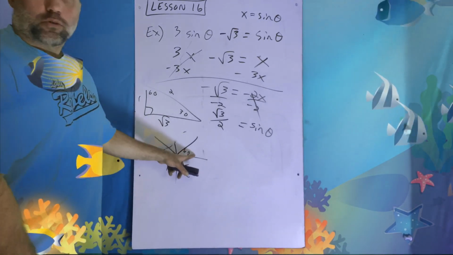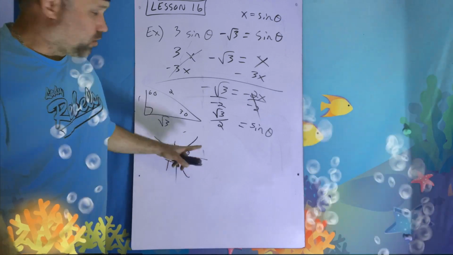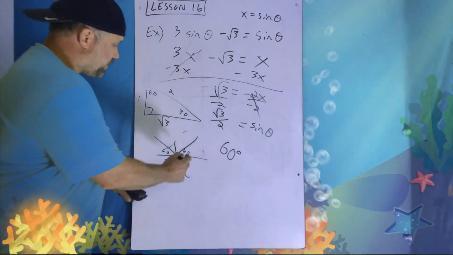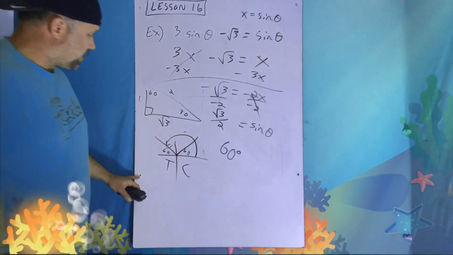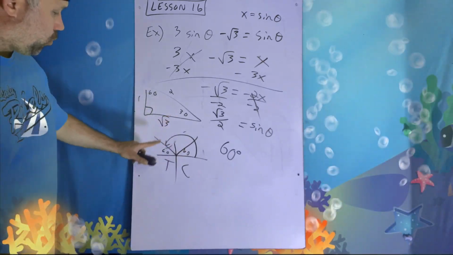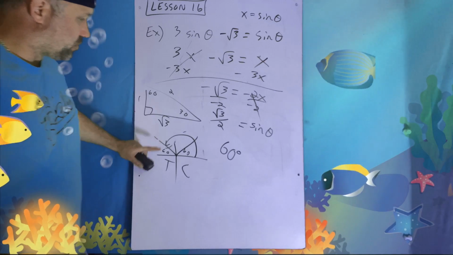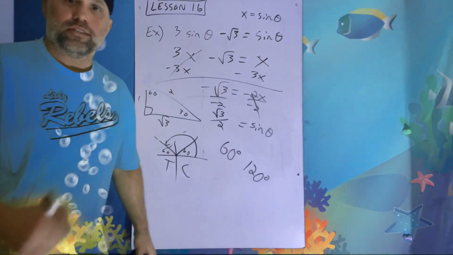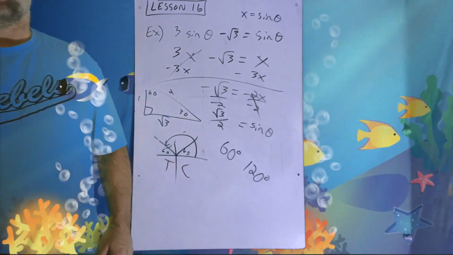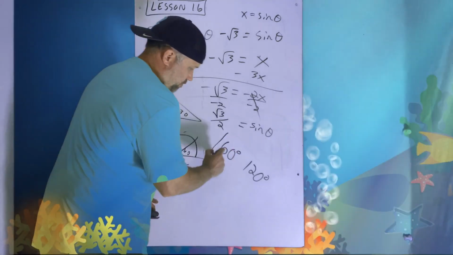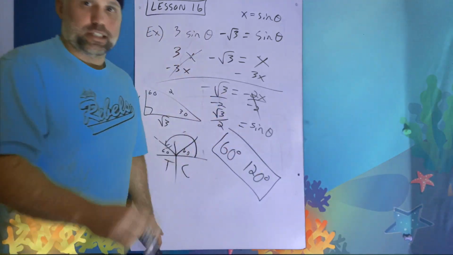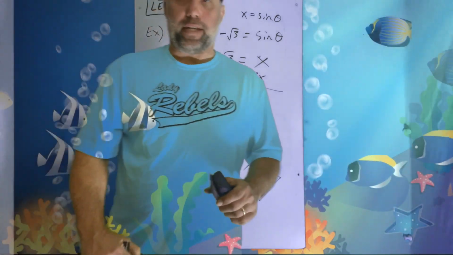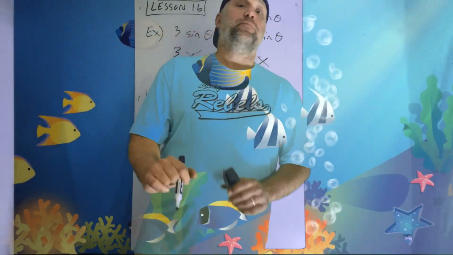The answer from the first quadrant is simple. 60 is its own reference angle, so 60 degrees is one answer. But over here, that angle right there is going to be 180 minus 60, which is going to be 120 degrees. 60 and 120 are our two answers for this question. Done.